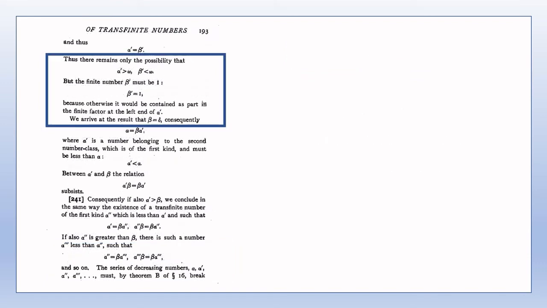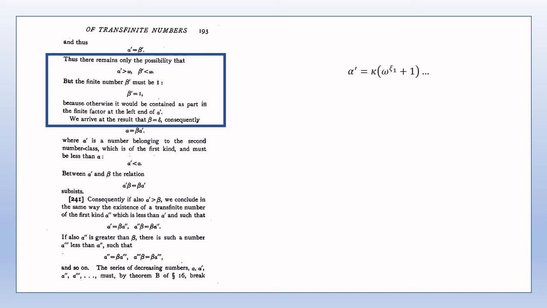Therefore, one of alpha prime and beta prime must be finite, and the other transfinite. Since alpha prime is greater than beta prime, and any transfinite number is greater than any finite number, then it must be that alpha prime is greater than omega, and beta prime is less than omega. Note that alpha prime cannot be equal to omega, since alpha prime is a number of the first kind, but omega is a number of the second kind.